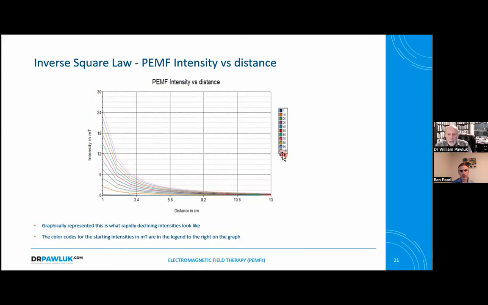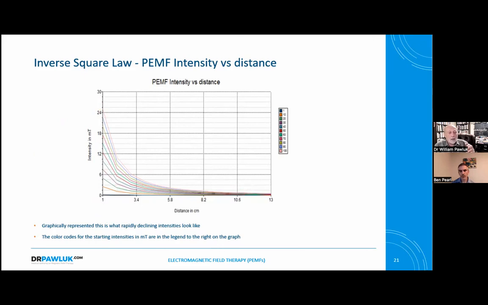So this color back down here is 100 millitesla, and 100 millitesla translates into 1,000 Gauss. 1 centimeter into the body, 1,000 Gauss or 100 millitesla drops down to 24 millitesla. So 100 drops to 24 in 1 centimeter. Right? Huge drop in intensity of the magnetic field. And then as you move farther and farther away from the source of the magnetic field, those intensities drop off extraordinarily rapidly. So you have to account for the loss of the intensity of the magnetic field.